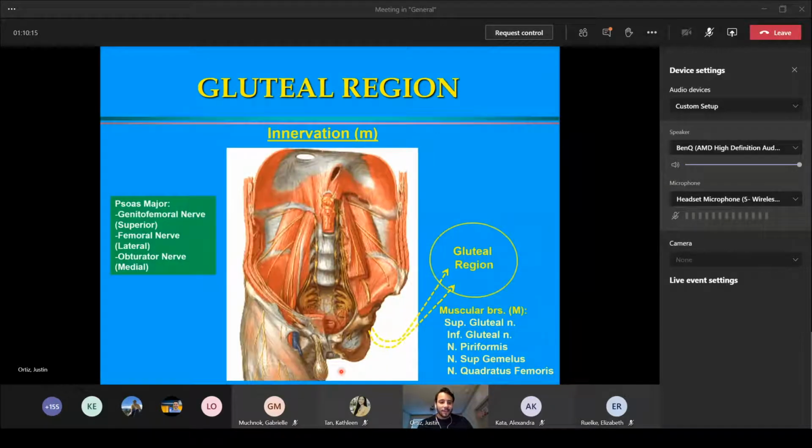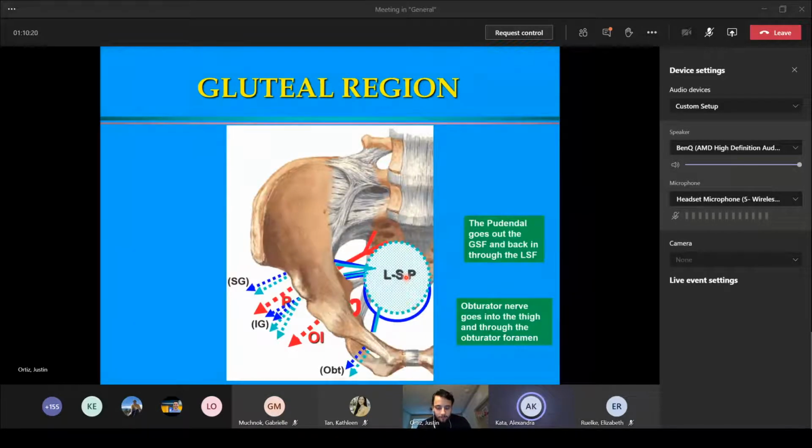Yes, that's correct. Okay. And what does the P and the O stand for on that slide? P and O. Or the OI there. Oh, OI. This is gonna be the obturator internus going to the lesser sciatic foramen. Oh, that's the muscle. Yes. And then the P is the piriformis. Yes, and the P is the piriformis. Thank you. And then him putting SG and IG is just the superior gluteal nerve and the inferior gluteal nerve. And then obturator, this would be the obturator nerve going through the obturator foramen.